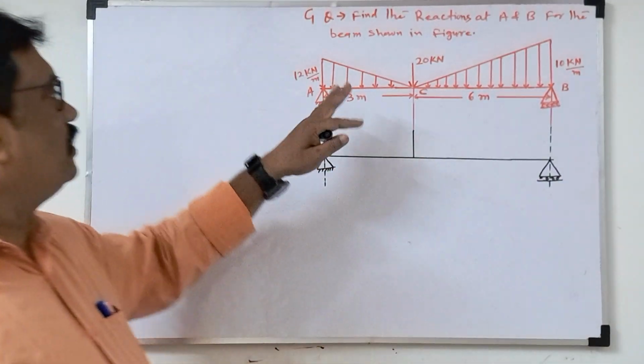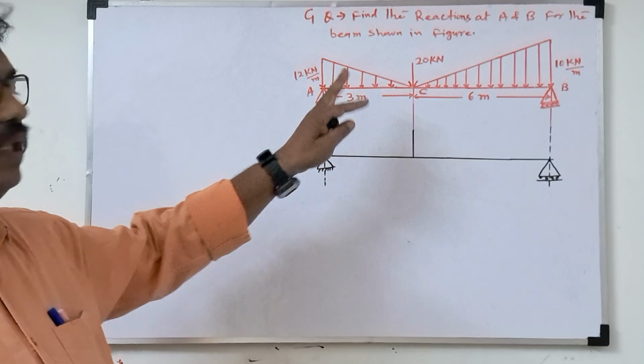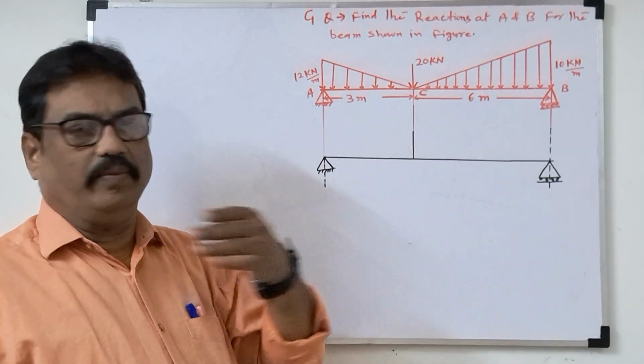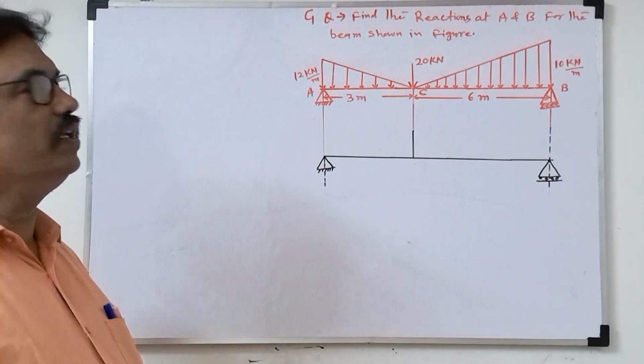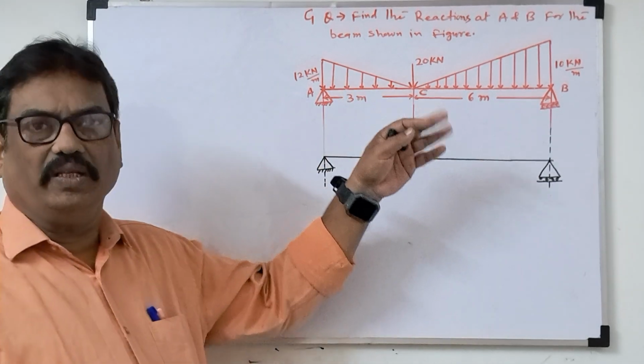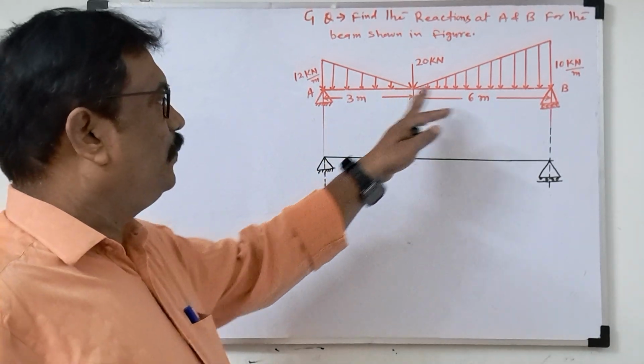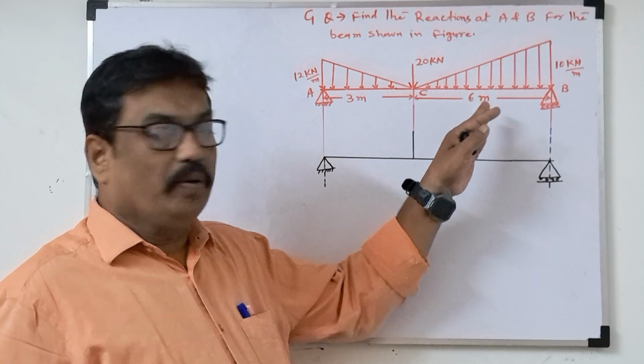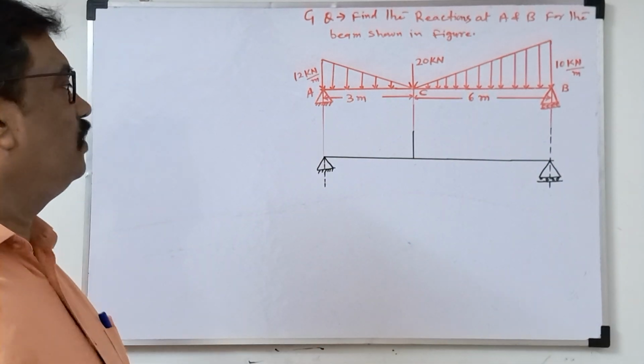Today we are going to discuss the support reactions where the UVL, uniformly varying load, is given. Questions like these you will always expect in competitive exams, the GATE exam, and university exams. If you know the basic concept, even a bigger problem you can solve in a very simple way.